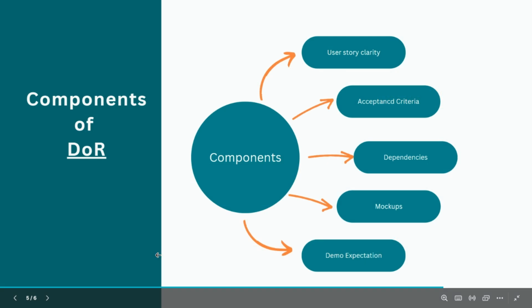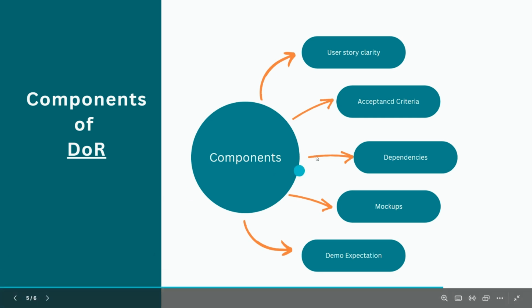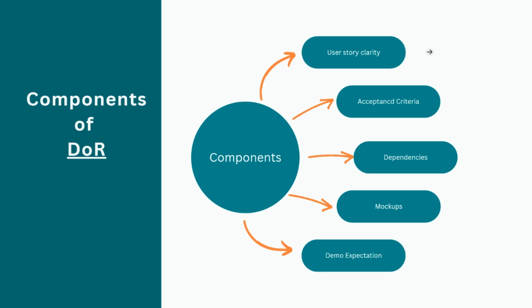Now let's talk about components of definition of ready. As we have discussed earlier, definition of ready is a criteria which we are making sure of before development starts for the user story or task. So what all parameters or components are we going to check under definition of ready? It starts with user story clarity. The user story should be very clear. So clarity of user story is one of the components.